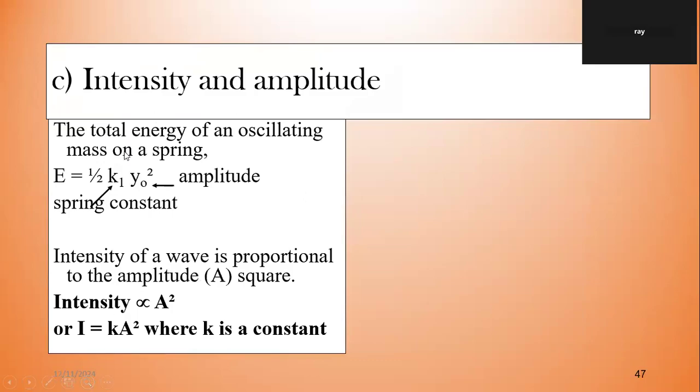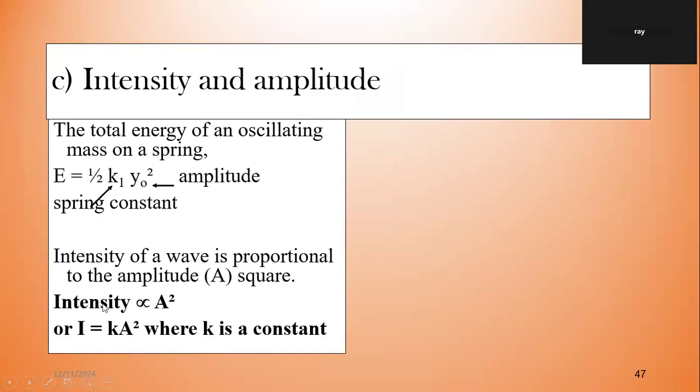Right? When we study the oscillating spring, we say that the energy equals half k y0 squared. Right? y0 is the amplitude. k is the spring constant. So intensity of wave is the same. Right? When we use power, energy are related to each other.